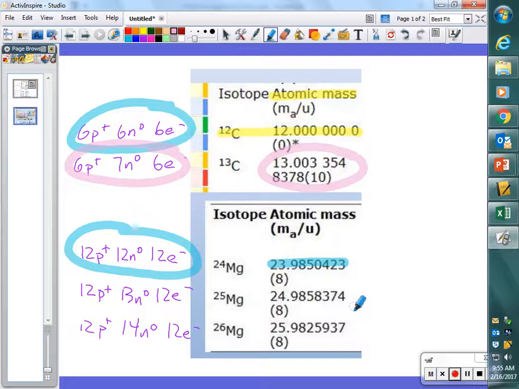So we use this atomic mass value to compare the size of atoms to each other, all right? Anything greater than 12 means that it's bigger than a carbon-12 atom. Anything less than 12 means it's smaller than a carbon-12 atom.